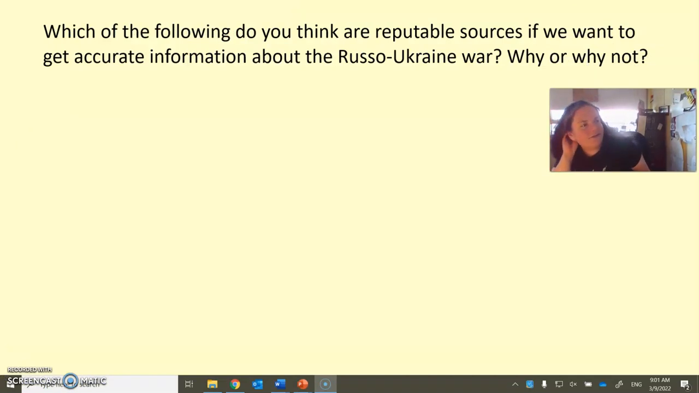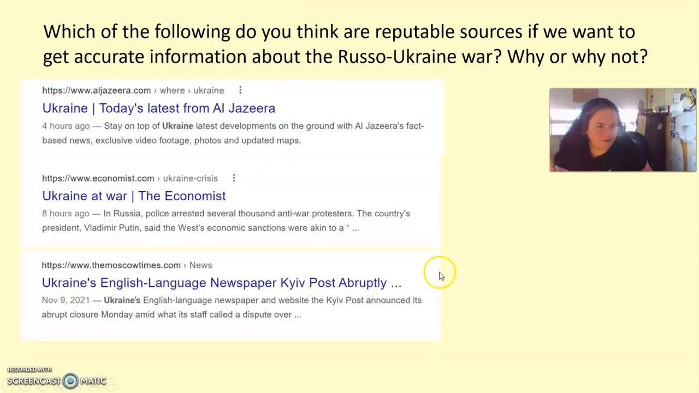All right, so I got 3 sources for you. I'm gonna let you pick. Which one do you think is the most accurate for the Russo-Ukrainian war? Why or why not? I'm gonna let you guys discuss in your pods which one of the 3 you like. All right, there we go. Go ahead and pause me. Which one's best?